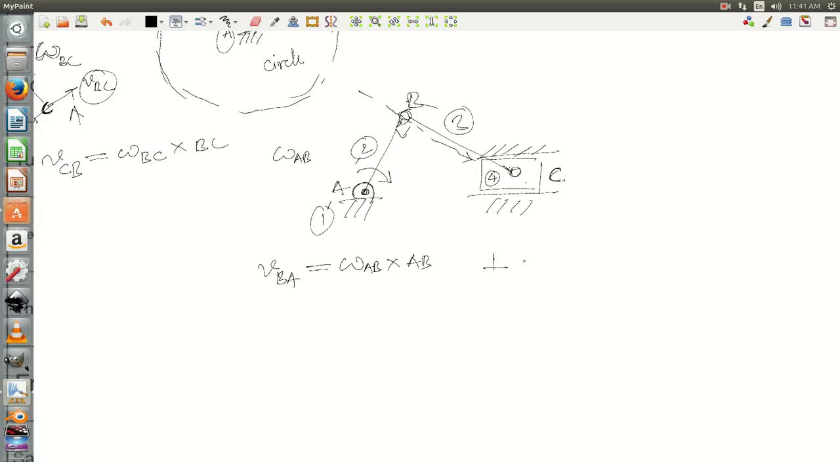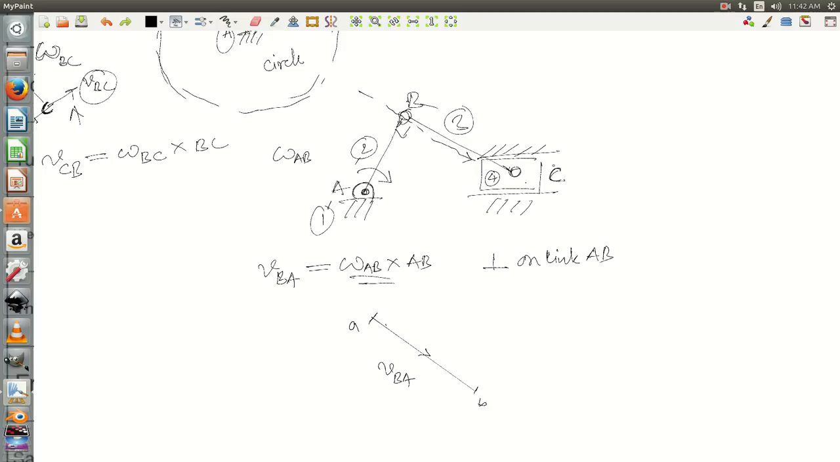that is perpendicular on link AB, and it is denoted by the initial fixed point A, and the final point B. This is the exact representation. This is A and this is B. This represents velocity of B with respect to A. Of course, this link has the same magnitude as we have obtained in VBA.